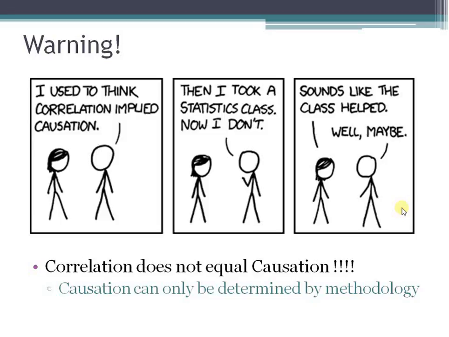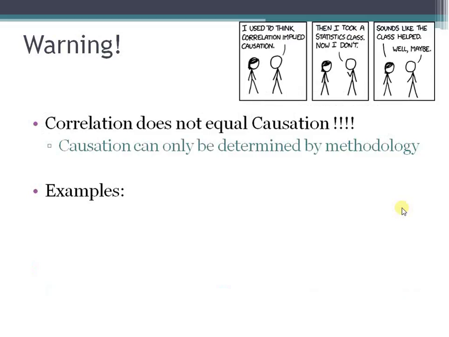Remember, we talked about the three criteria that need to be met to have a causal conclusion, to make a causal claim. One of those is covariance, which is a correlation. That's a criteria for causality, but it doesn't mean that you have causality. You need to do an experiment to show that.